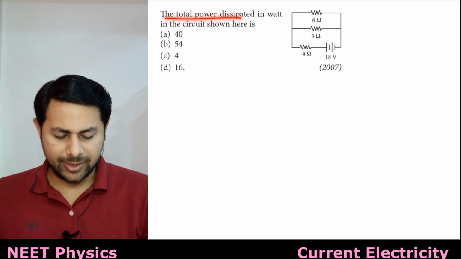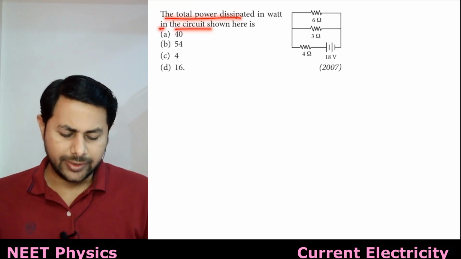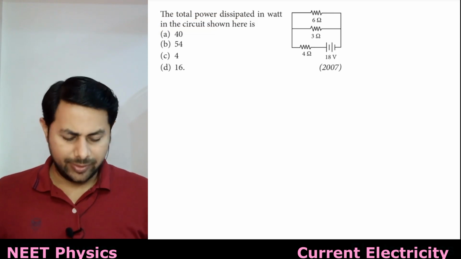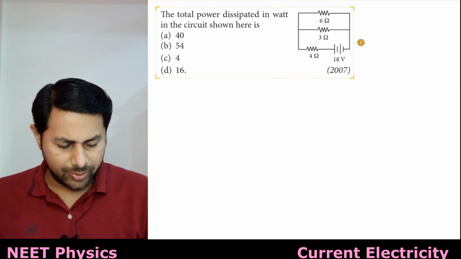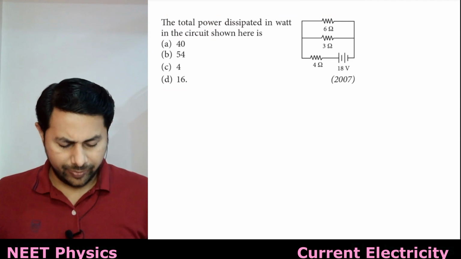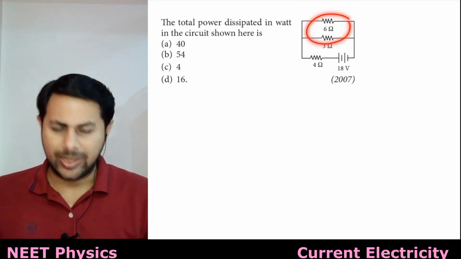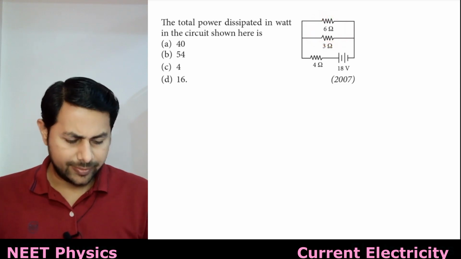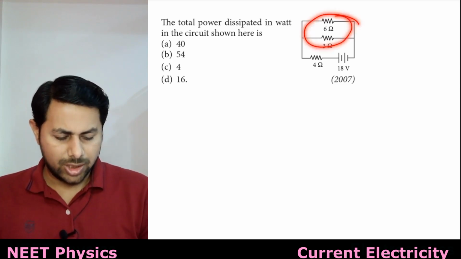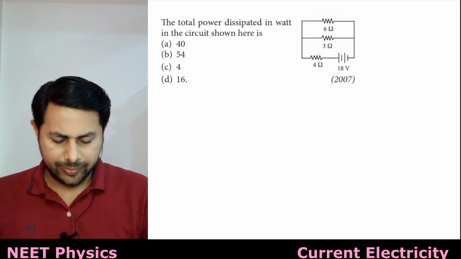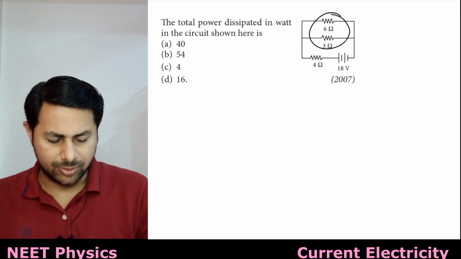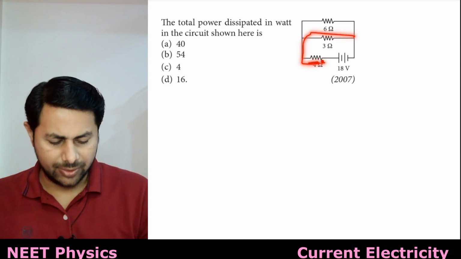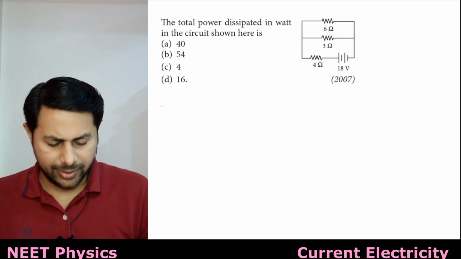Total power dissipated in watt in the circuit shown here is. So again, this is very simple. We want total power dissipated in this circuit, so just find out total resistance. The 6 and 3 are in parallel, so their total resistance, let's call it Rp, would be in series combination with this 4.